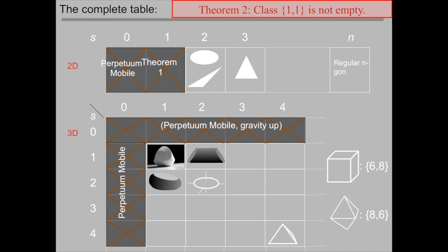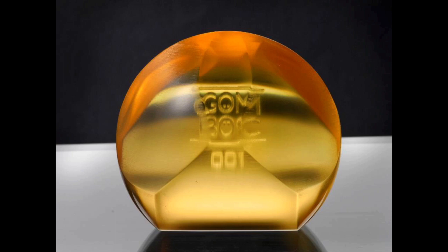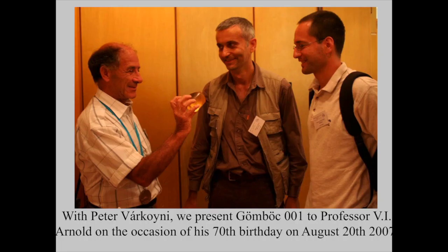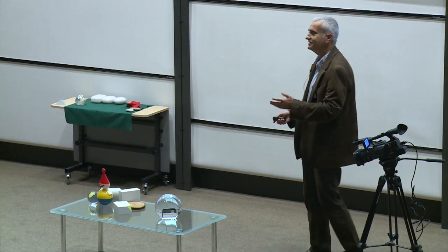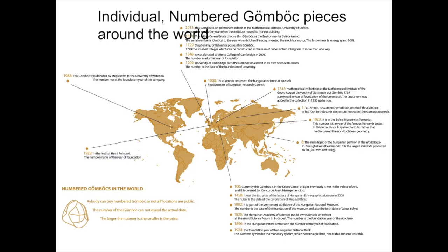So we resolved Arnold's conjecture. This is the first really well-working Gomboc, and we decided to give it to Professor Arnold on the occasion of his 70th birthday. This is the picture with Peter, with whom we constructed the shape. There are a number of pieces now around the world. We are most proud, of course, of the Oxford Gomboc, which is outside the room.